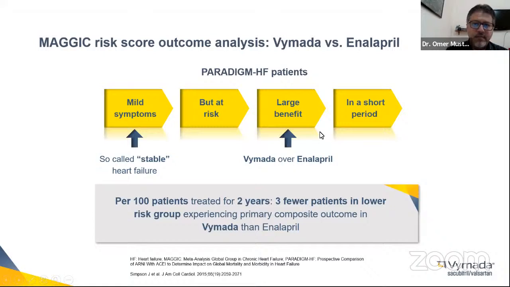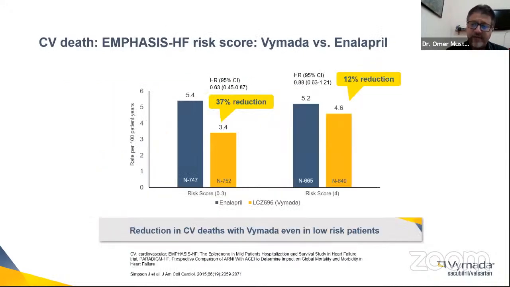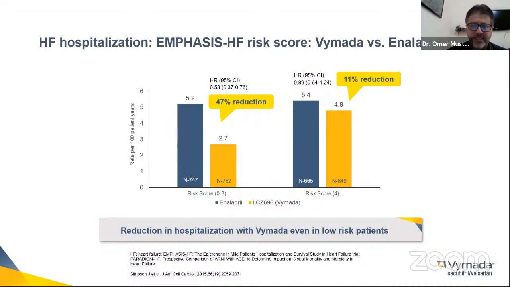The main trial which analyzed this was the PARADIGM-HF trial. Mild symptoms, so-called stable heart failure, but at risk, with very large benefit in a short period. You can see that per 100 patients treated for 2 years, 3 fewer patients in the lower risk group experienced the primary composite outcome with Vymada or Entresto, whichever one we call it. Similarly, if you take another risk score, compared to the MAGGIC risk score, EMPHASIS, you see similar reductions, both in the low risk as well as in the high risk patients.